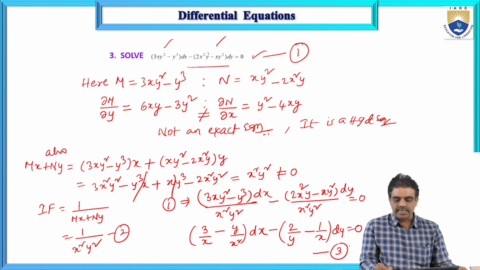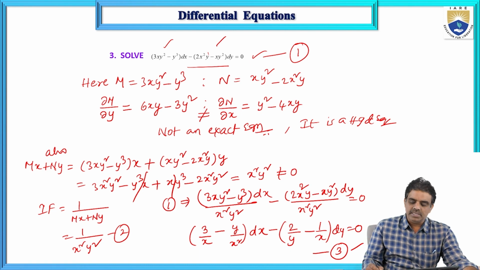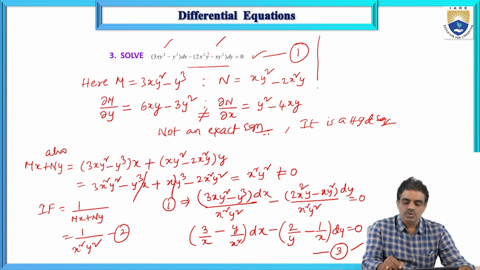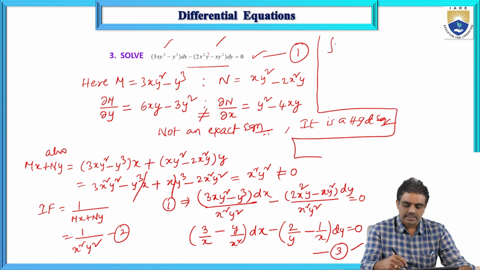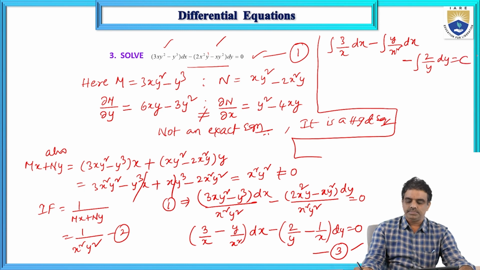Moreover, it is an exact equation. Exact means we can write the solution directly. So what is the solution? Integral of M1 dx, that means integral of 3 by x dx, that is the first term. Second term, minus y by x square dx. Third term, minus integral of 2 by y dy is equal to c.